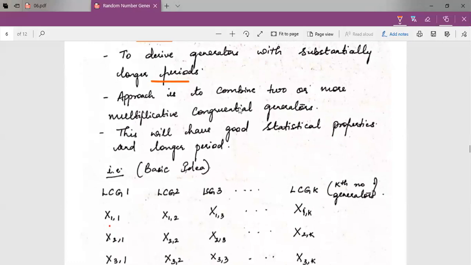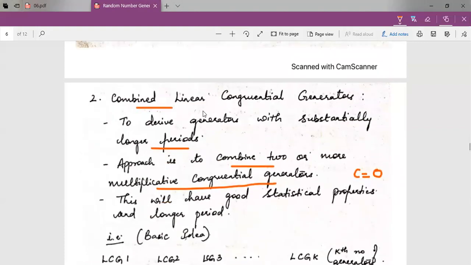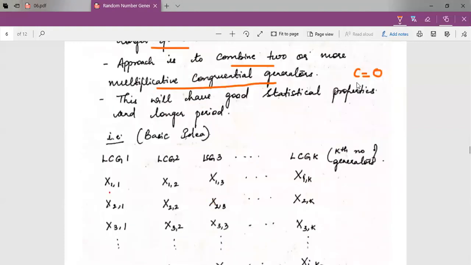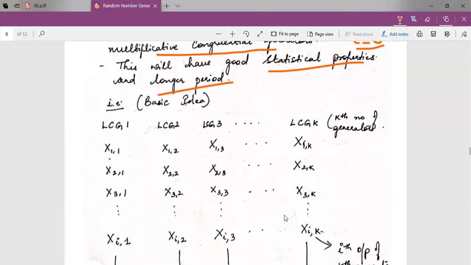The approach here is to combine two or more multiplicative congruential generators. When it comes to a multiplicative congruential generator, your C value should be equal to 0 in the recursive equation. So the approach is to combine two or more linear congruential generators, but with the value C equal to 0. This will have good statistical properties and a longer period. The statistical properties are, once again, what? One is independence, the second one is uniformity. Both. Fine.